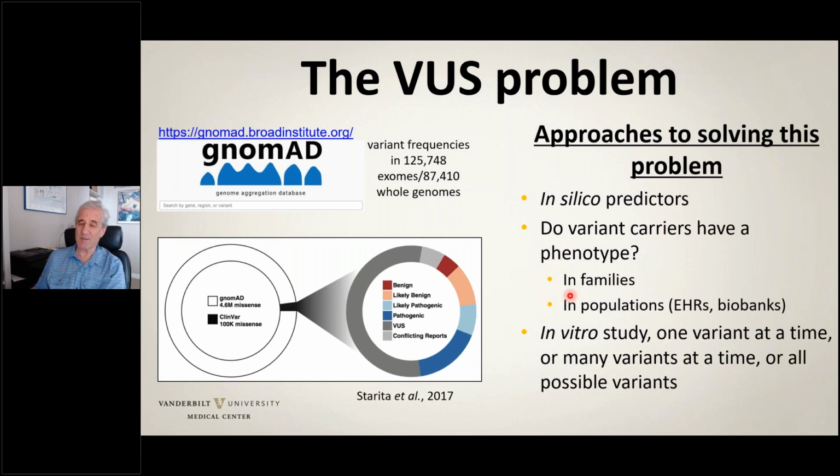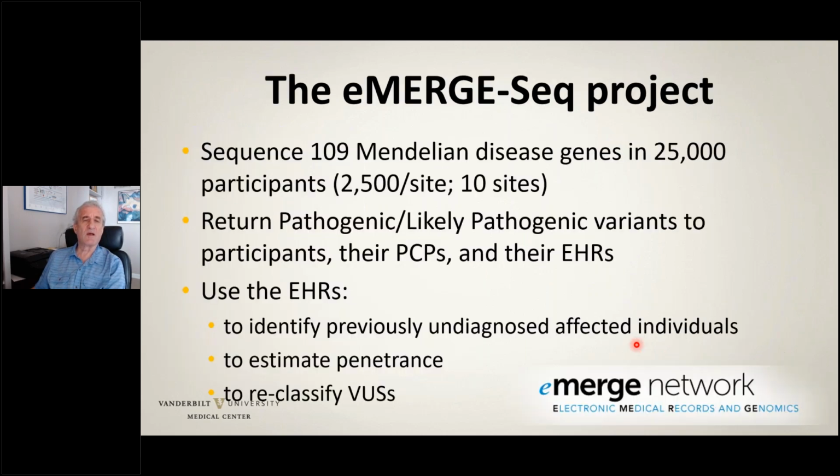And that can be done in families with segregation analysis, or across populations using larger and larger sets derived from electronic health records or from biobanks, or in vitro studies, functional studies, looking at one variant at a time or many variants at a time or all possible variants. In this talk, I'm going to discuss a little bit about EHRs, a little bit about many variants at a time. Then I'm going to end the talk by talking a little bit about what I call the shades of gray problem. So I'm going to start by describing the eMERGE-Seq project.